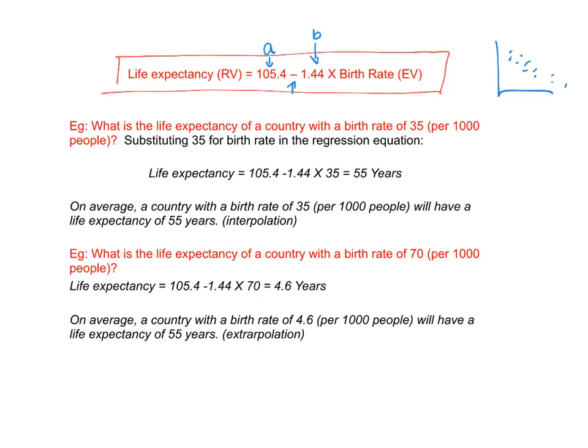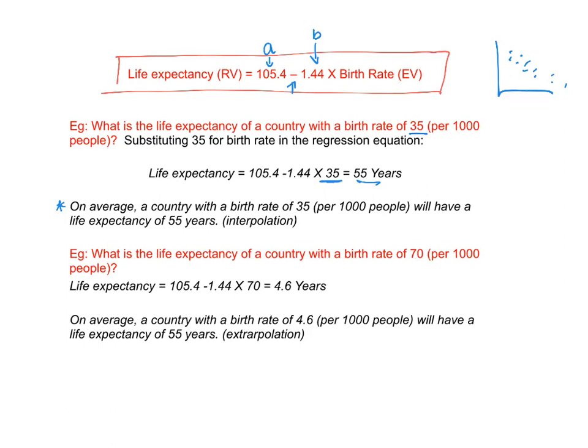It says, what is the life expectancy of a country with the rate of 35? So you can see we popped that into the formula, and we put 35 there, and we found that it was 55 years. Just underneath, they've written it out in words. You only have to write it out in words if they ask you. Most of the time, if they say what's the life expectancy, just write the little calculation and write 55.